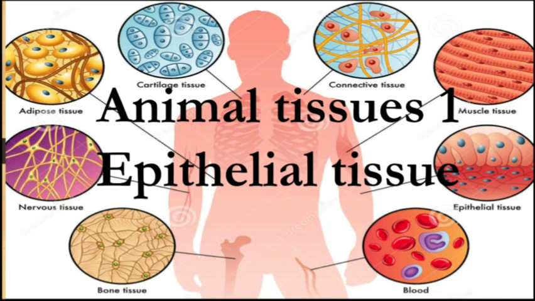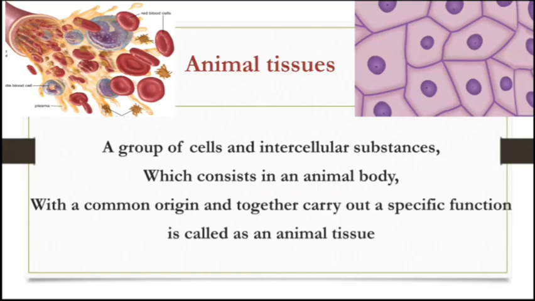Unit 5, Animal Form and Function. So, let's consider the animal tissues in the human body. First, we want to identify what an animal tissue is. A group of cells and intercellular substances which exist in an animal body with a common origin and together carry out a specific function is called an animal tissue.